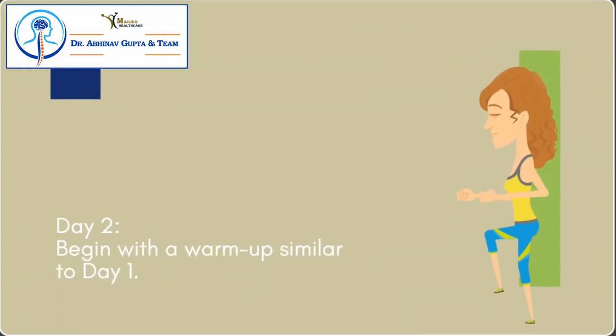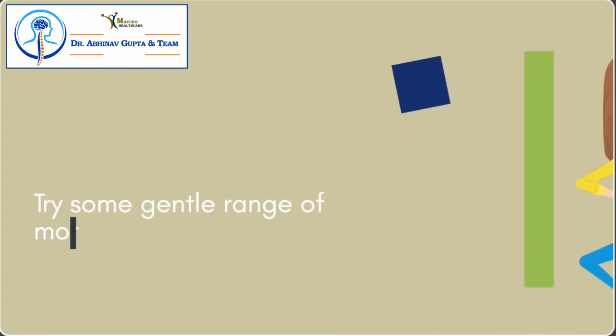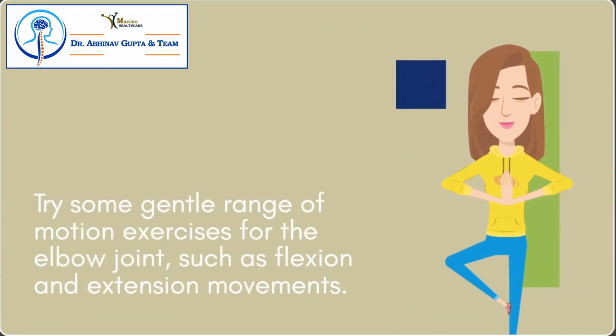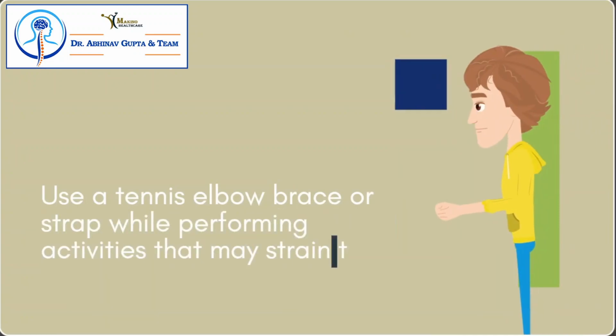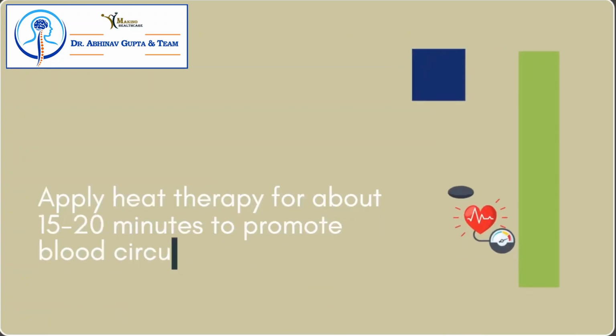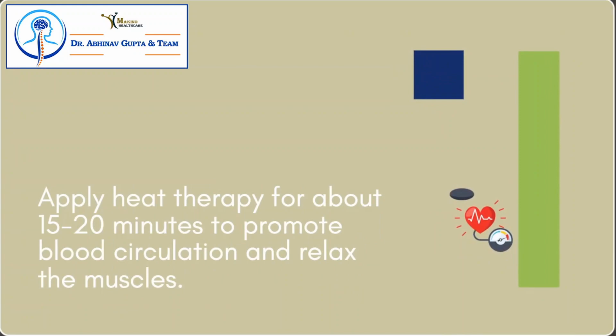Day 2. Begin with a warm-up similar to day 1. Try some gentle range of motion exercises for the elbow joint, such as flexion and extension movements. Use a tennis elbow brace or strap while performing activities that may strain the affected area. Apply heat therapy for about 15 to 20 minutes to promote blood circulation and relax the muscles.